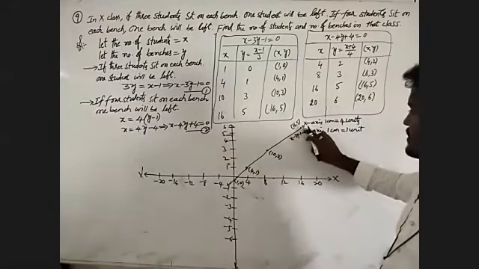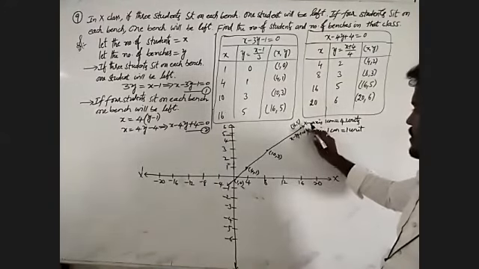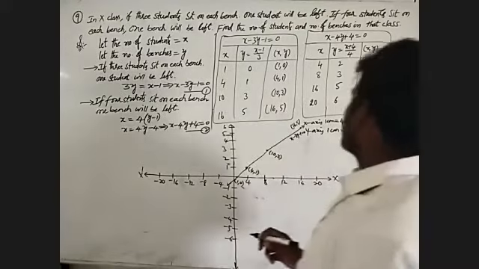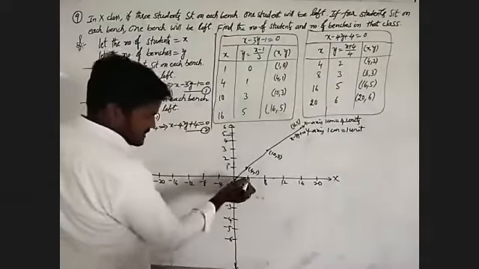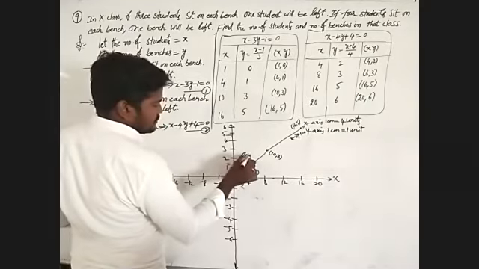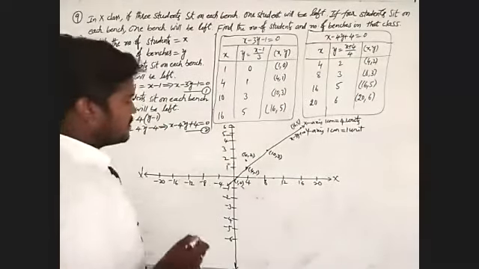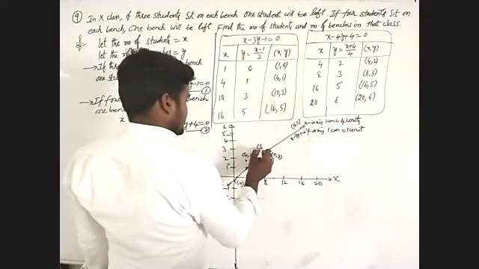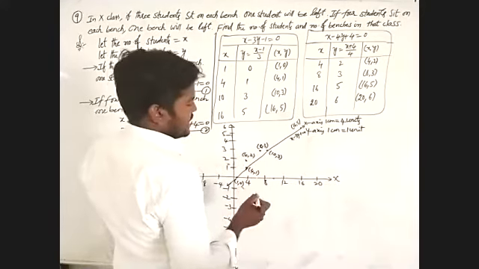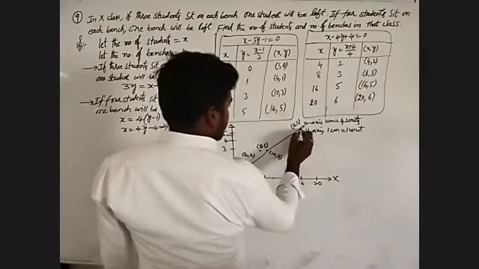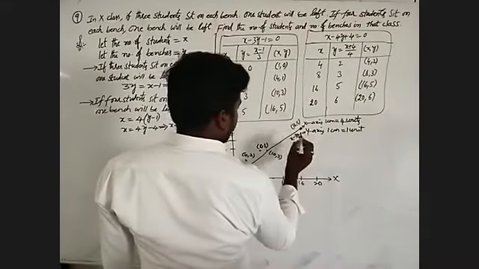After that, the second point 4, 2 will take. This is 4, this is 2. Name it as 4, 2. After we'll take 8, 3. This is 8, this is 3. Name it as 8, 3. After we'll take 16, 5. This is 16, this is 5. Name it as 16, 5.